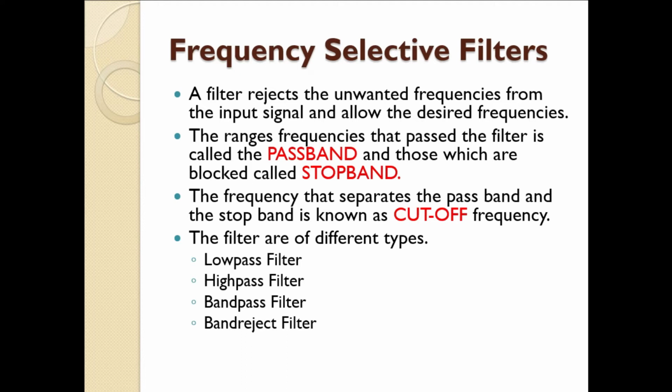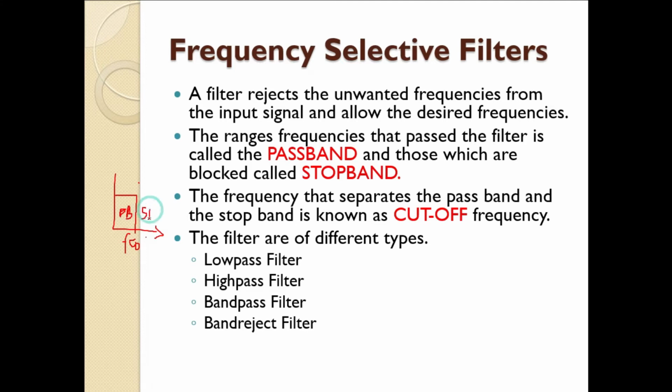The frequency that separates the pass band and the stop band is known as the cut-off frequency. In this graph, this is the range of frequency we allow to pass, and this one we know as the cut-off frequency, f cut-off. Here is our pass band, the frequency allowed to pass through, and here is our stop band.